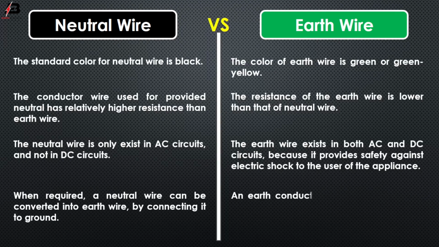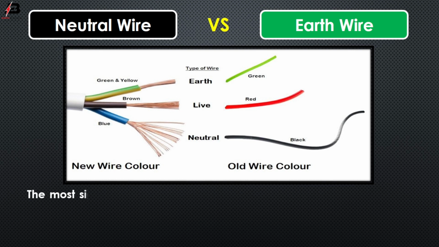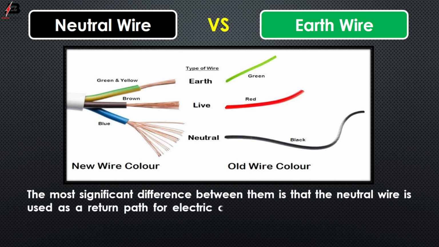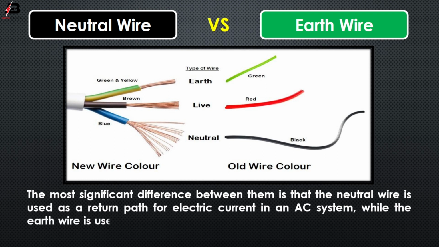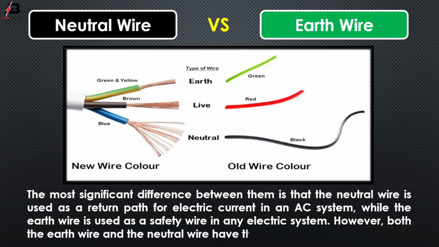An earth conductor cannot be converted into neutral wire. The most significant difference between them is that the neutral wire is used as a return path for electric current in an AC system, while the earth wire is used as a safety wire in any electric system. However, both the earth wire and the neutral wire have the same voltage equal to 0.